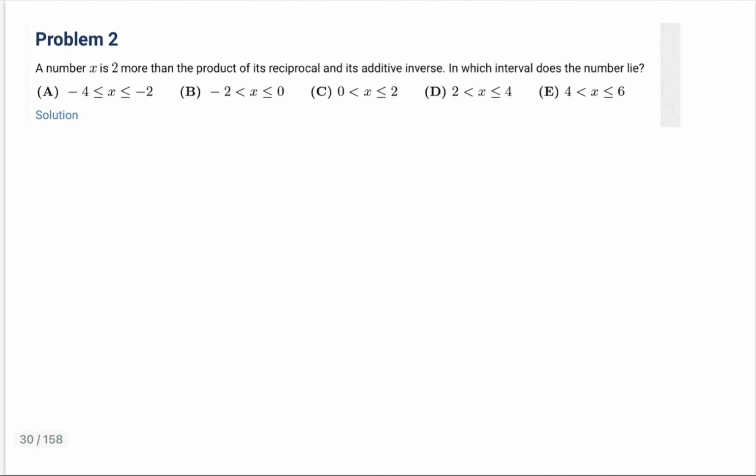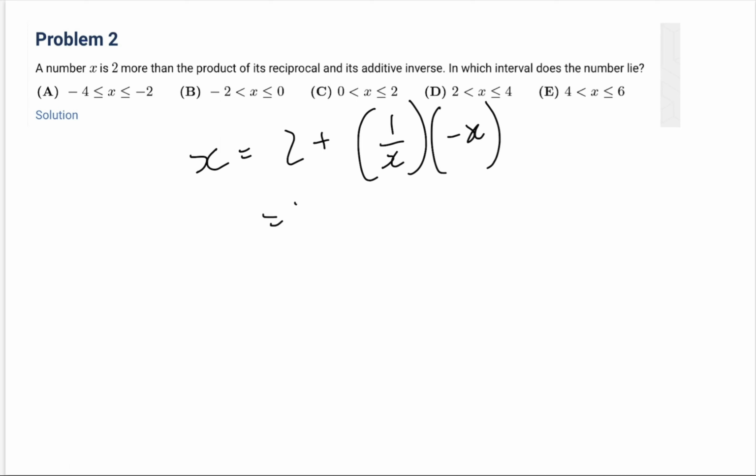Problem 2: the number x is 2 more than the product of its reciprocal and its additive inverse. So x is 2 plus the product of its reciprocal, which is 1 over x, and its additive inverse, which is minus x. So this is 2 minus 1, which is 1. It is in 0 to 2, so it's C.